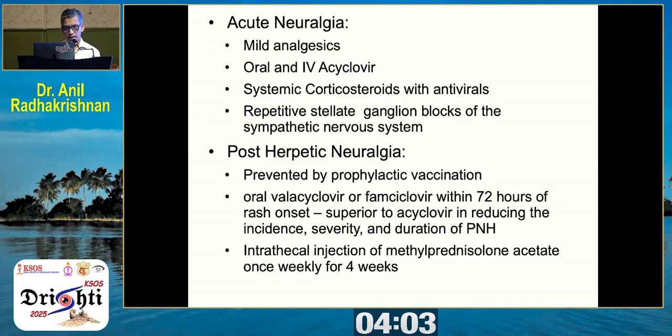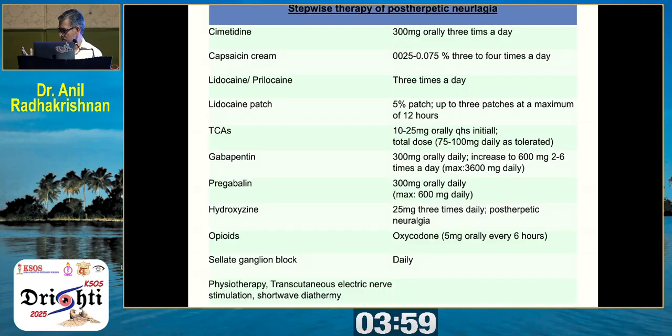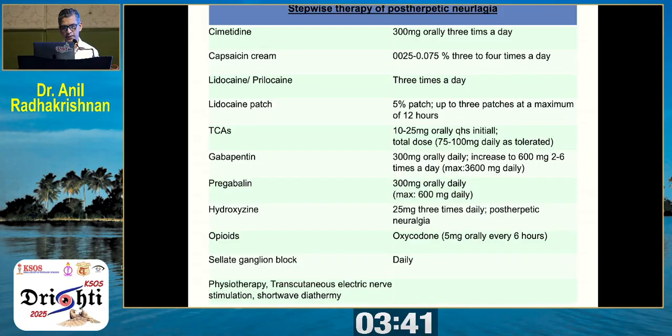Neuralgia can occur and post-therapeutic neuralgia is also there. For the management of neurotrophic keratitis, you have to give copious lubricants. I think autologous serum is something very useful to prevent epithelial breakdown and possible secondary infection of the neurotrophic keratitis.